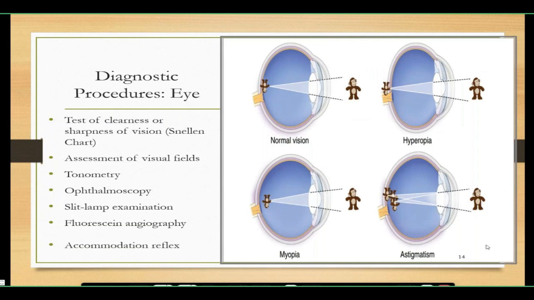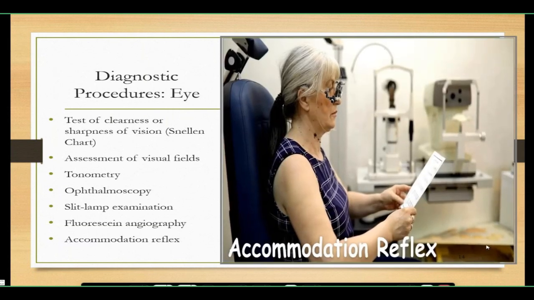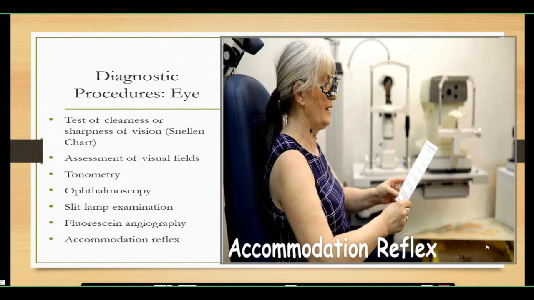Accommodation reflex is the ability of the eye to adjust to variations in distance. Test yourself. Look at a distant object for a minute and then see how quickly your eyes adjust to be able to read small print.